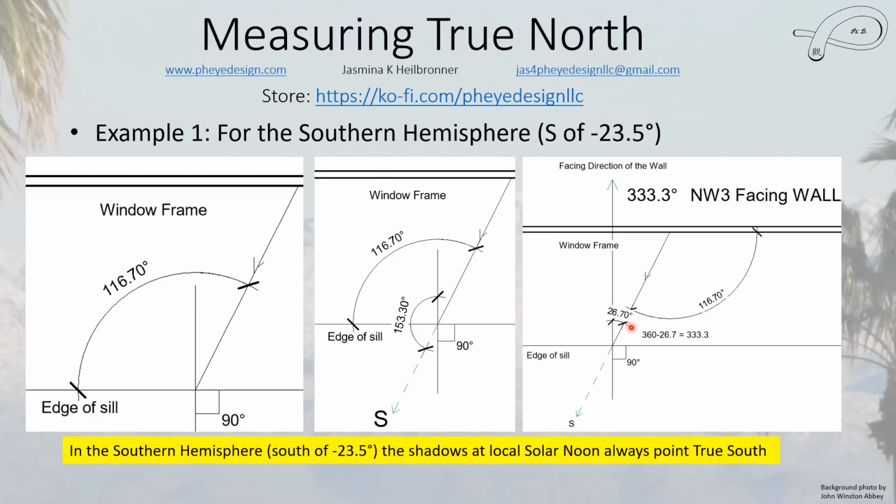And we also have this here. We also know what this is. Now this is north going up and to the right. Because this is the Southern Hemisphere, everything points true south. And so this is 360. Because this is north, you would have to measure around this way. So it's 360 minus that 26.7 degrees. So this is a northwest facing wall.